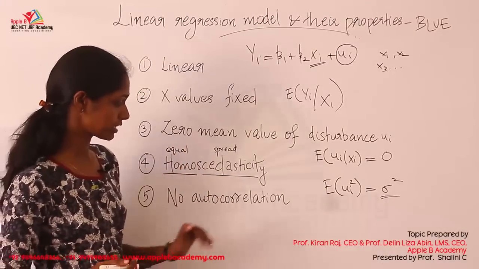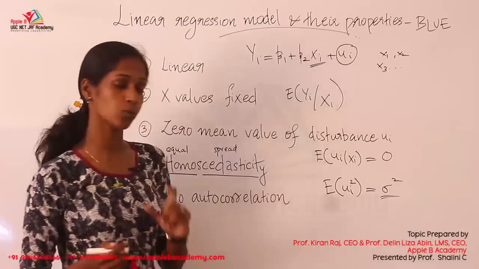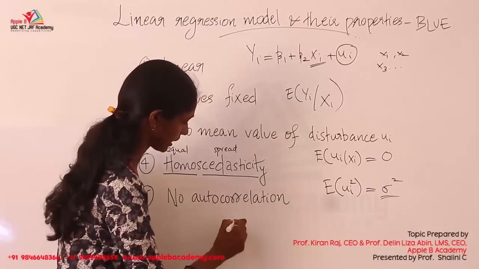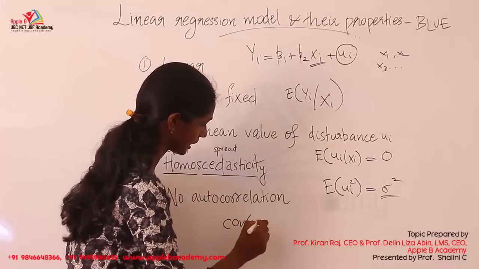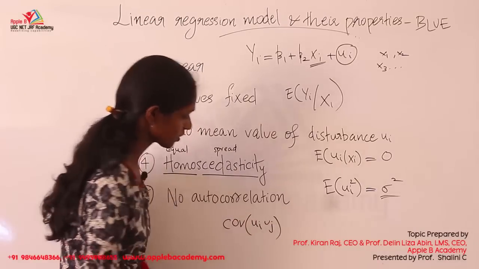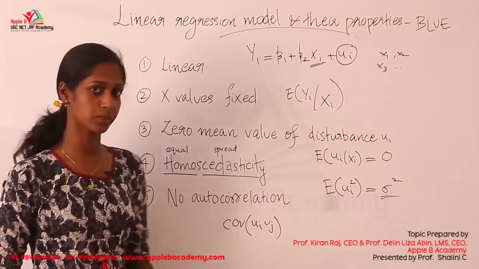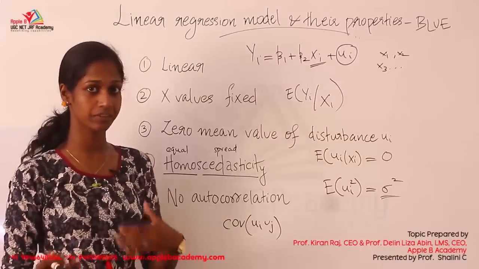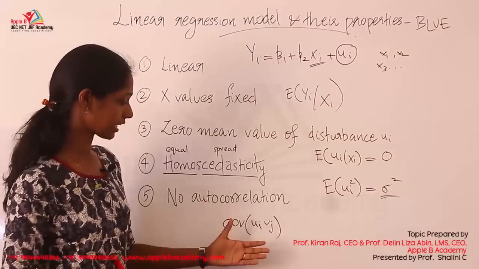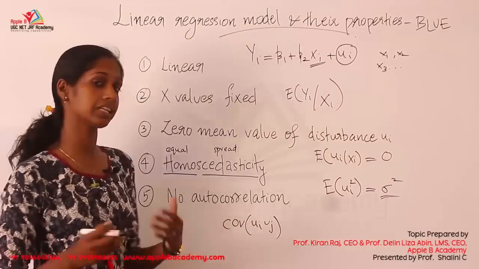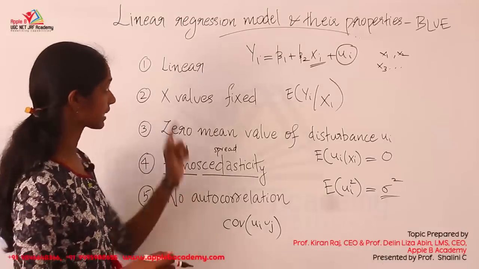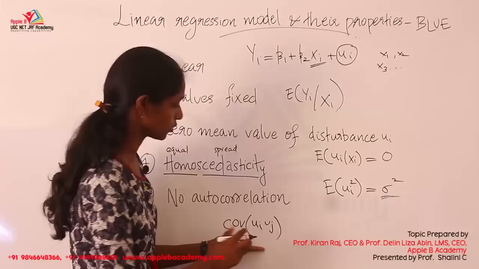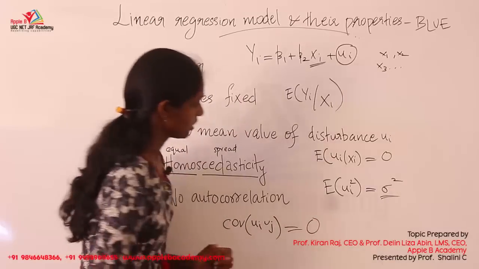And the fifth point is that there is no autocorrelation. What is autocorrelation? Autocorrelation is basically a covariance existing between the error terms. Covariance is basically the variance between two terms, and here these are the error terms. If there exists a covariance between the error terms, then it is an autocorrelation, but in a classical linear regression model there is no autocorrelation. So the covariance of ui uj is equal to 0.